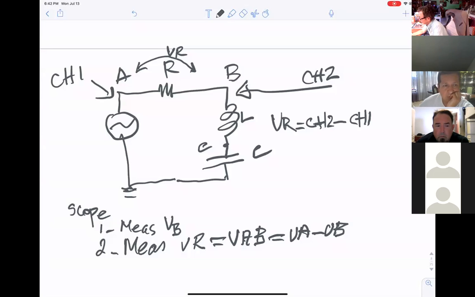On that one, you get 6 volt. That one, you get 3 volt. Then you know VR will be 3 volt. A difference.